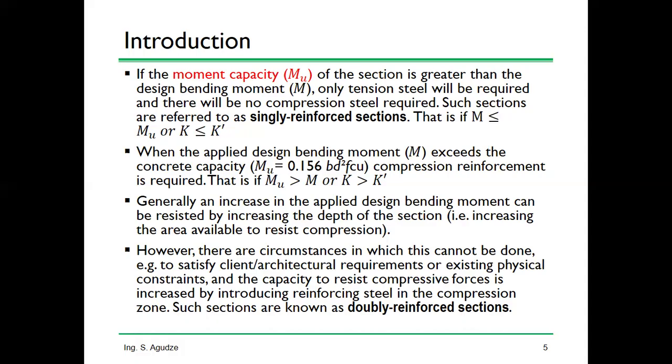In other words, the concrete in the compression zone will be able to do all the work in the compression zone. As you already know, in the tension zone, the concrete strength is ignored. And so if the beam would have to be reinforced only in the tension zone, and then the concrete will work in the compression zone, such sections are referred to as singly reinforced sections. Now, either you compare the design moment with the ultimate moment capacity, or you compare the K factors.